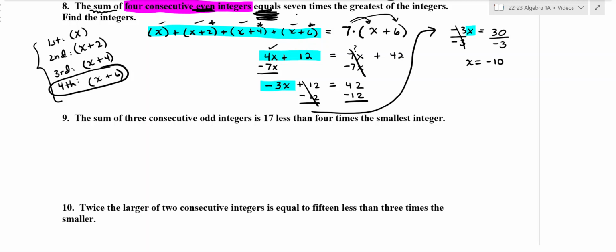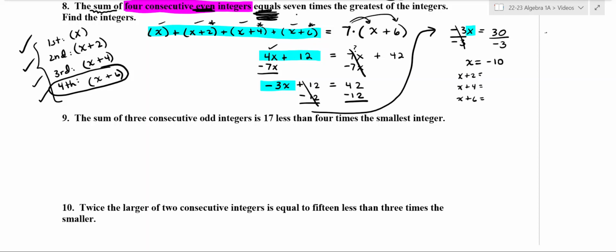Now remember, that's just the first number. You got to find the second one, the third one, and the fourth one. All right, so you need to find x plus 2, x plus 4, and x plus 6.